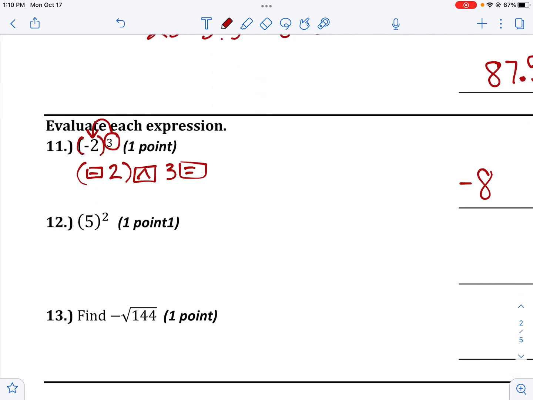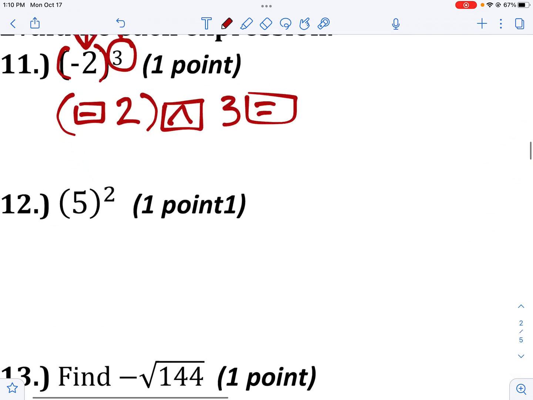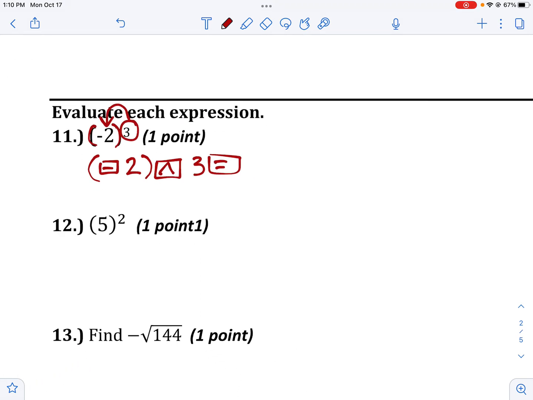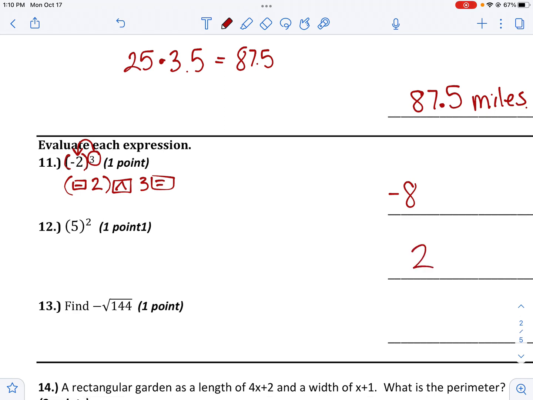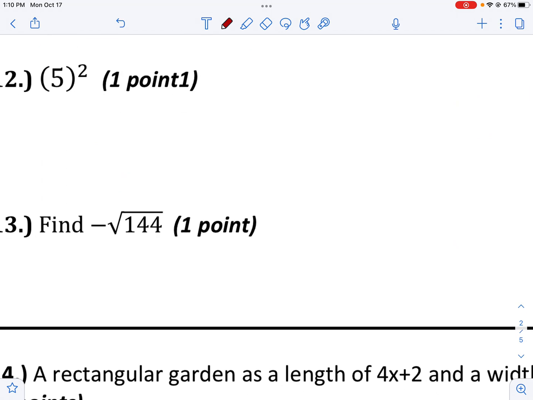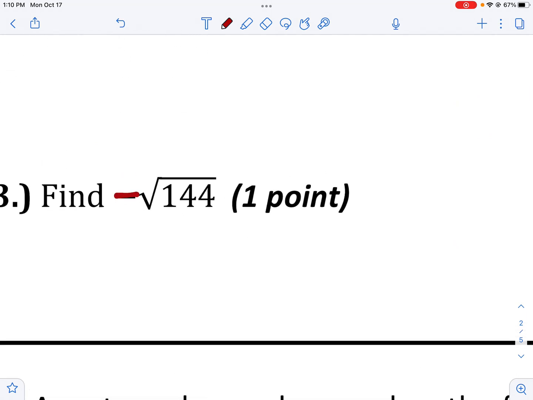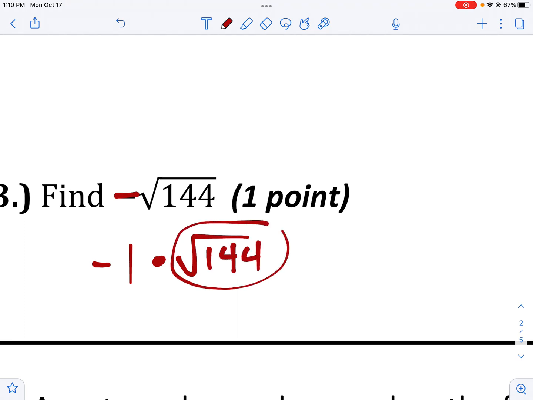Okay. Number 12, 5 squared. So 5 squared in the calculator, you should get 25. Number 13, minus, right? So it really means there's a -1 times the square root of 144. You know how to put this in the calculator. It'll be -1 times 12, which is -12.